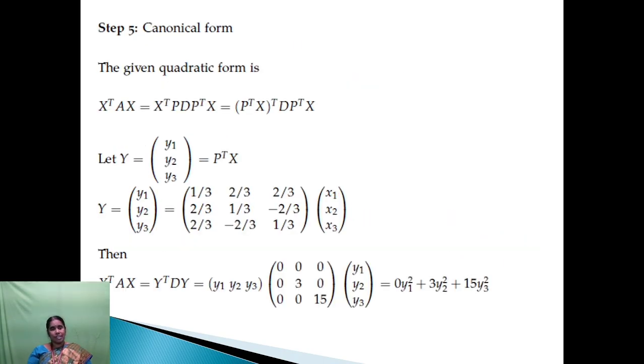Now, we have to reduce this into the canonical form. The given quadratic form is X transpose AX. Replacing A by P D P transpose, and taking capital Y as P transpose X, with Y as Y1, Y2, Y3, we have X transpose AX equal to Y transpose D Y, which is nothing but 0 into Y1 square, plus 3 into Y2 square, plus 15 into Y3 square, where 0, 3 and 15 are the eigenvalues of the given matrix.